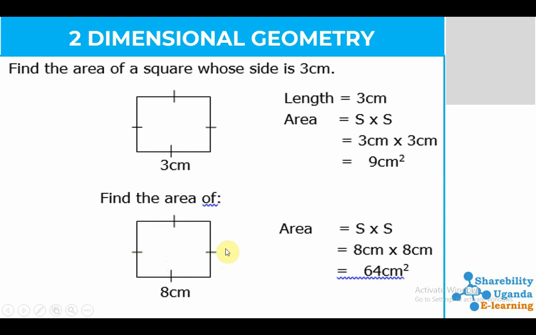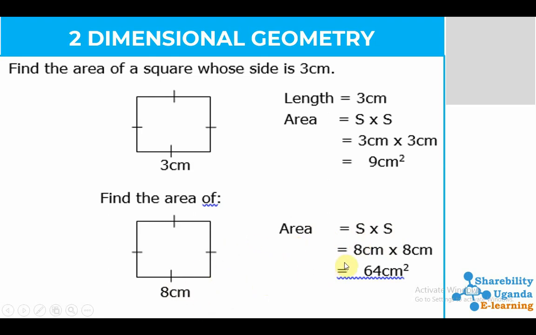So when they say find the area of that figure or that shape, you should know that they want you to use our formula of side times side. So here we shall get our length, which is 8. Then we multiply by this side.